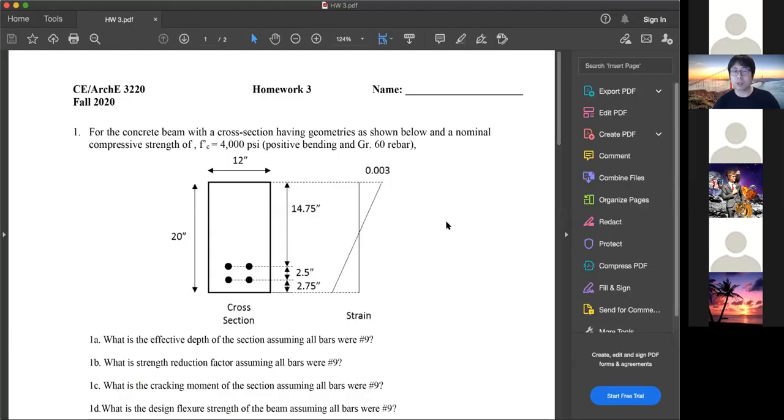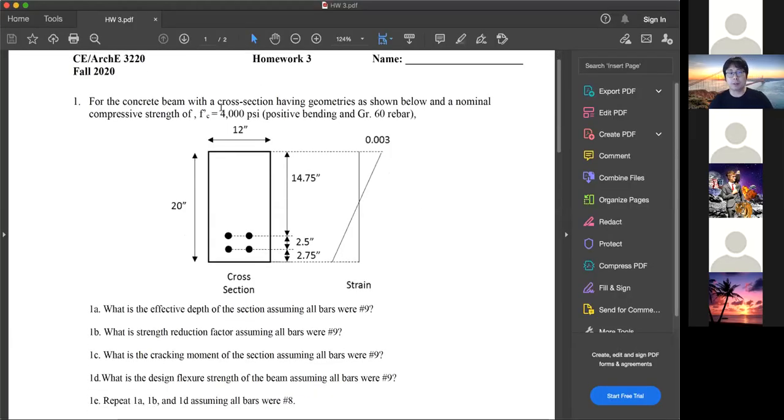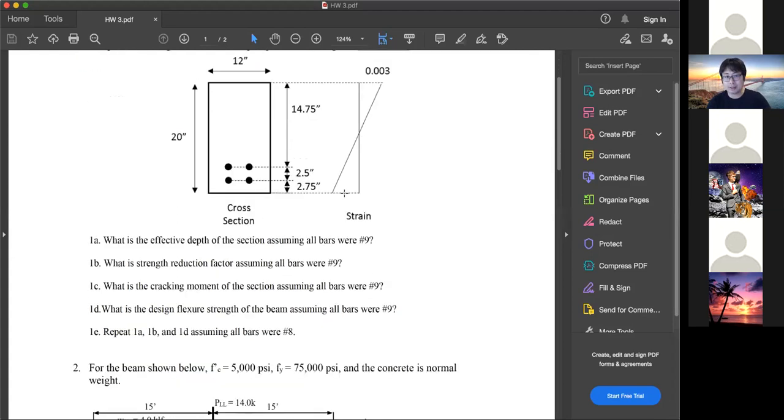Problem number 1: a concrete beam with cross section having geometry shown below, nominal compressive strength f'c 4,000 psi, positive bending, grade 60. That's the conditions. What is the effective depth of section assuming all bars were number 9? First step, find the center of the group of the bars with respect to the bottom surface, and subtract that from the total height to get your depth.